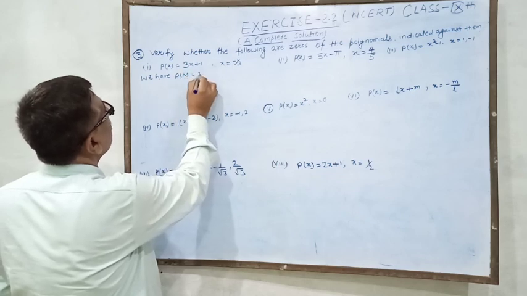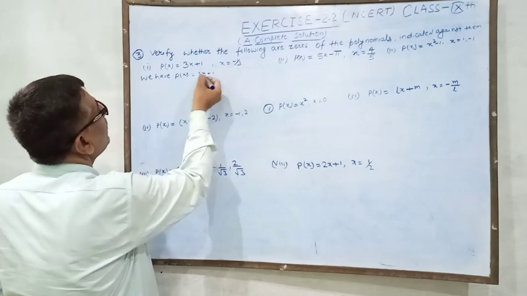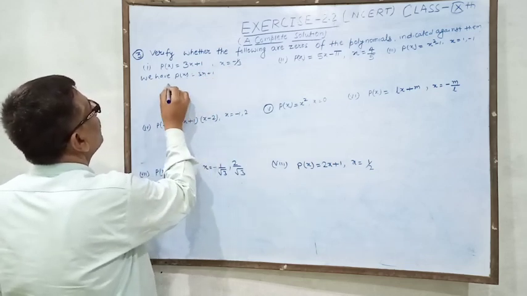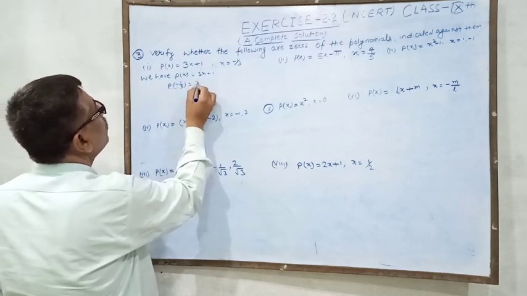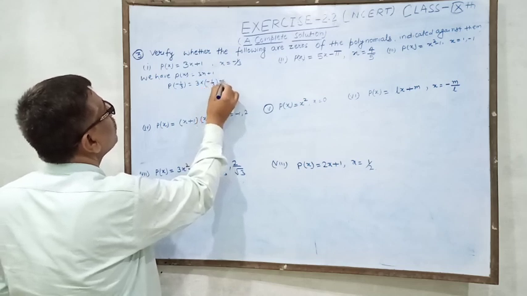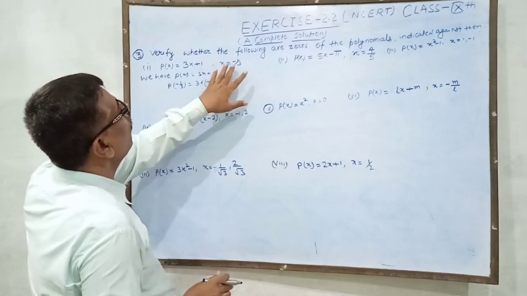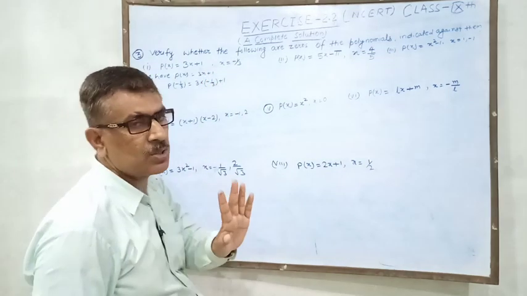suppose we have p(x) equal to 3x + 1, and put −1/3 in place of x. So p(−1/3) is equal to 3 into (−1/3) plus 1. If it comes to 0, that means x equal to −1/3 is a zero of p(x). You understood, students?